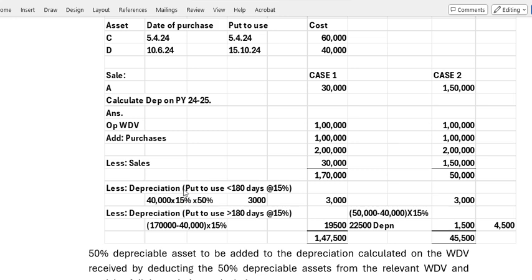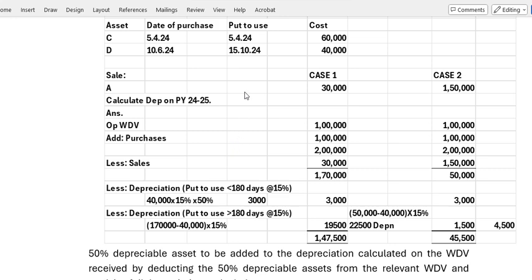Then for depreciation, two cases will come here: put to use for less than 180 days, and put to use for more than 180 days. When you are calculating depreciation, first you have to calculate the depreciation on the 50% cases, meaning whichever assets are used for less than 180 days. Once it is done, that asset is to be deducted from the total WDV. Then for the balance only you have to calculate the full depreciation. This is how it will be calculated.